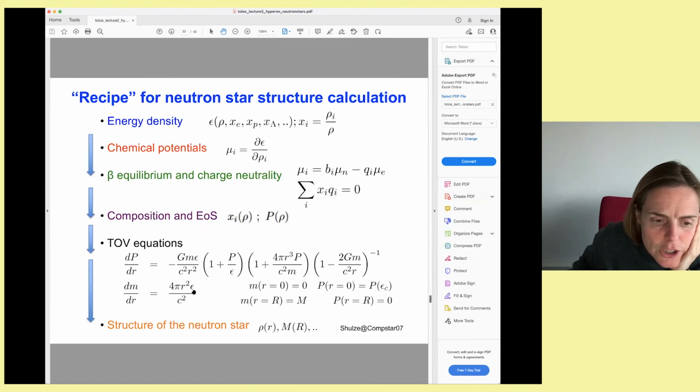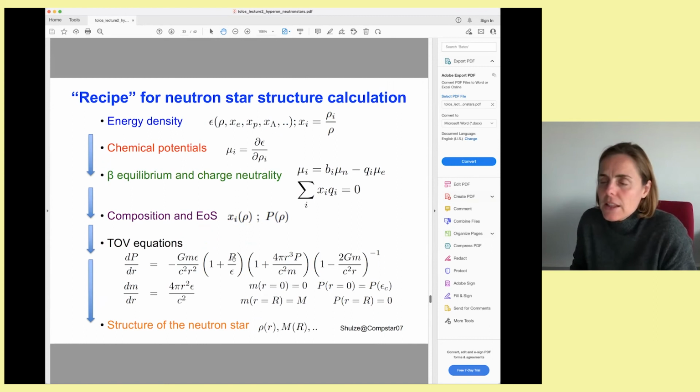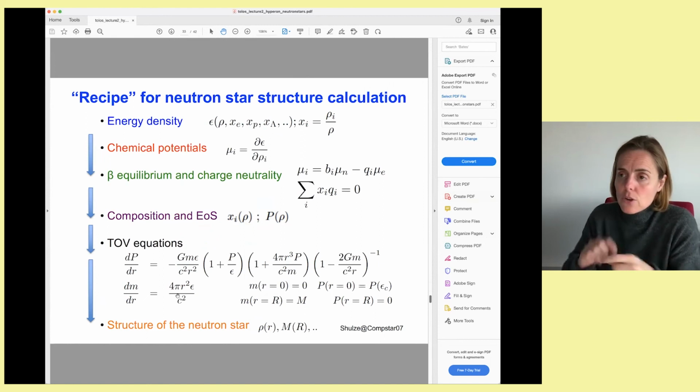So basically you start with some central value and you calculate the next step. Then in the next step, you need to know the energy density and pressure at this step, and this is given by your model. And then you integrate again. I mean, you are doing it step by step.